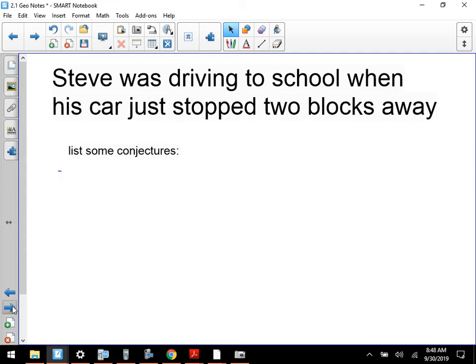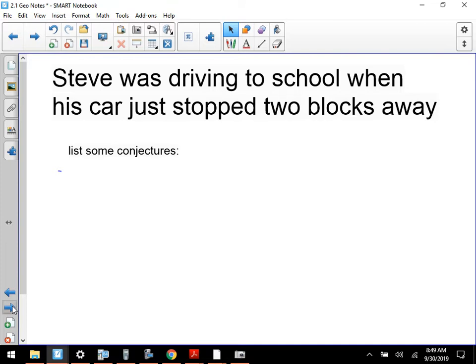I'm not gonna write all this out, it's a waste of time. So he ran out of gas. His brake stopped working. His tire popped. We already got gas. His engine blew up.